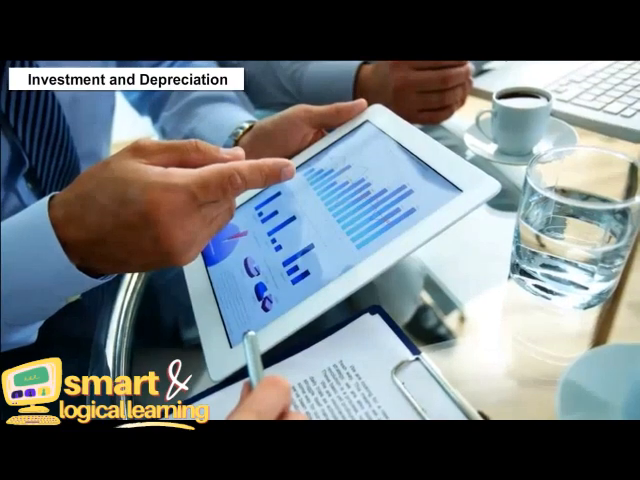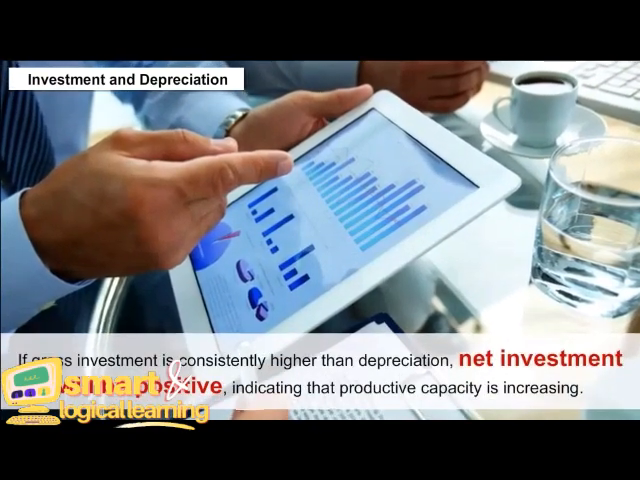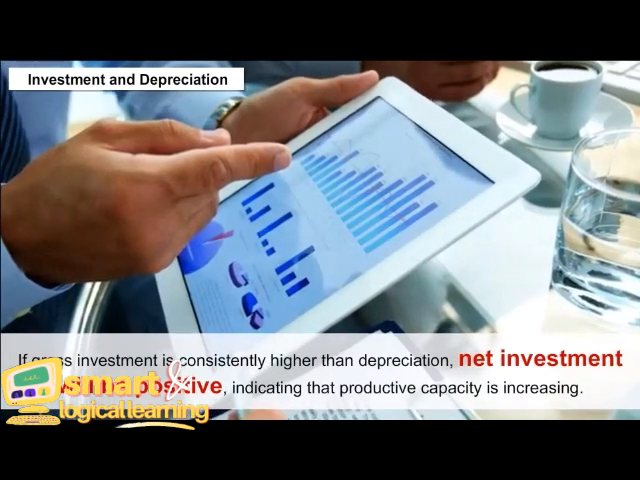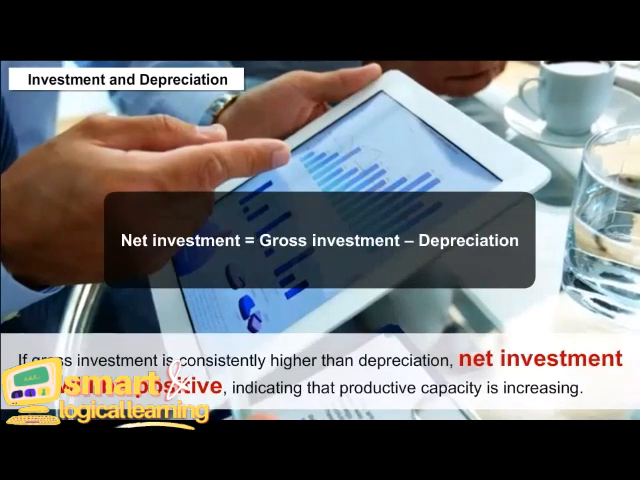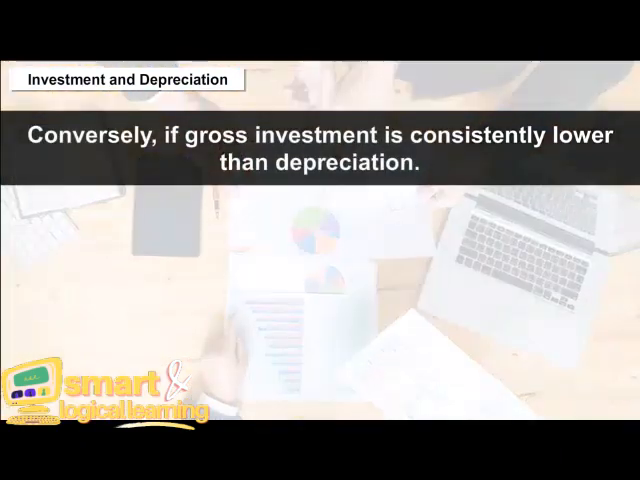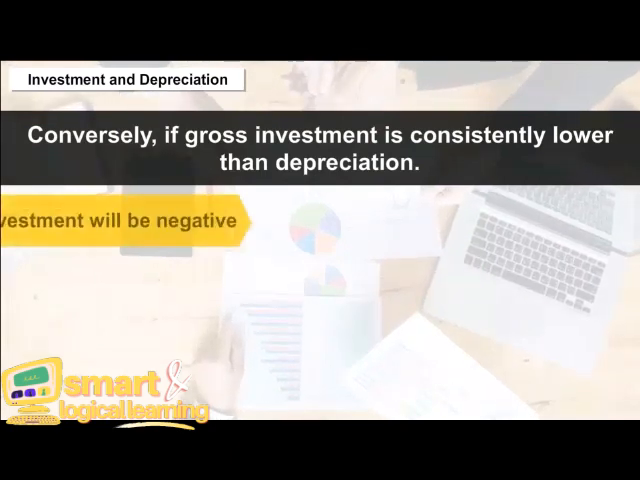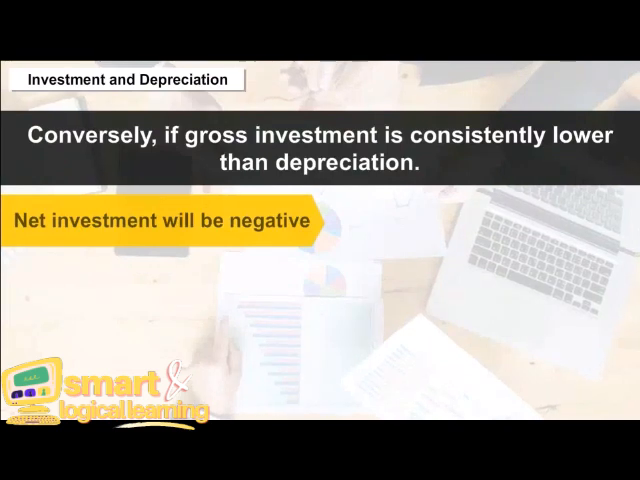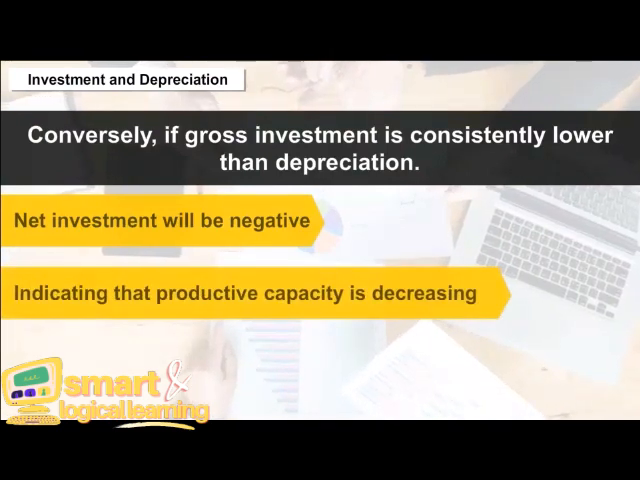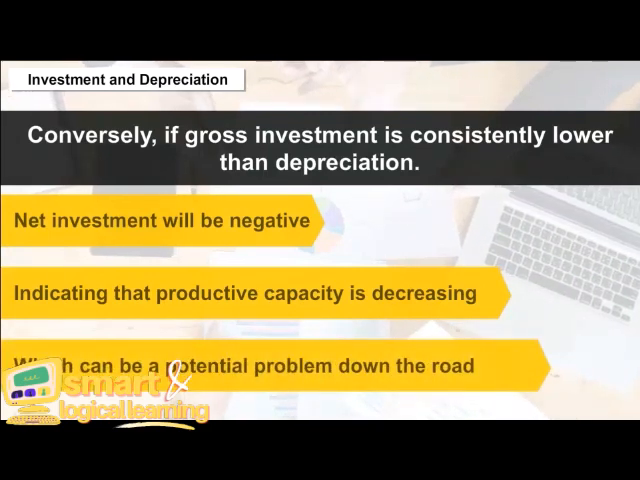Investment and depreciation. If gross investment is consistently higher than depreciation, net investment will be positive, indicating that productive capacity is increasing. Conversely, if gross investment is consistently lower than depreciation, net investment will be negative, indicating that productive capacity is decreasing, which can be a potential problem down the road.